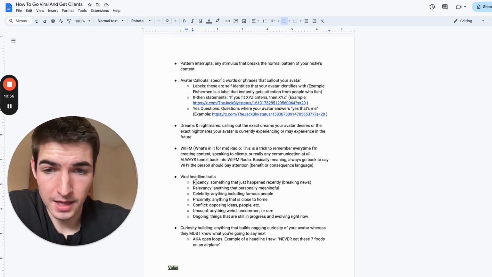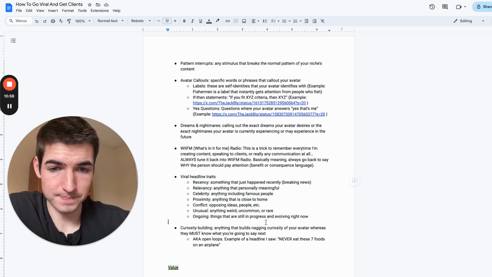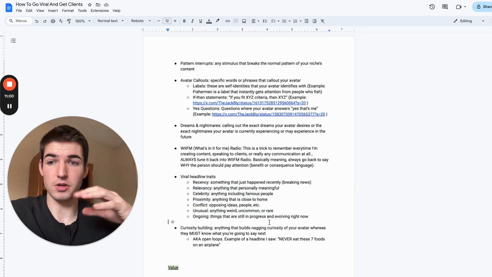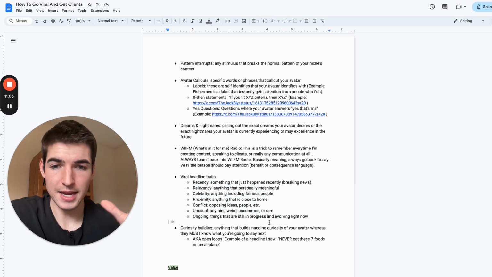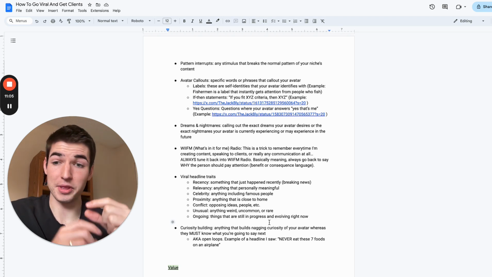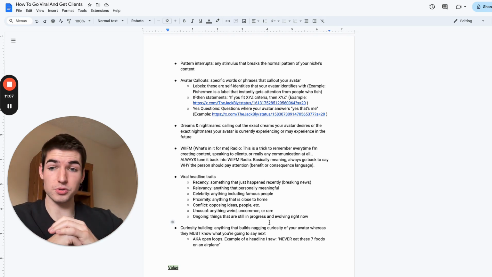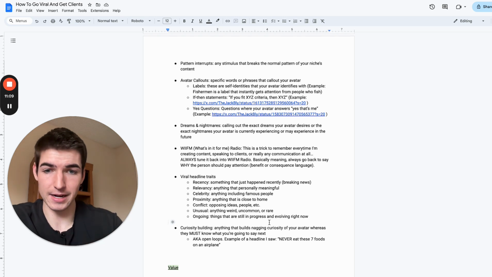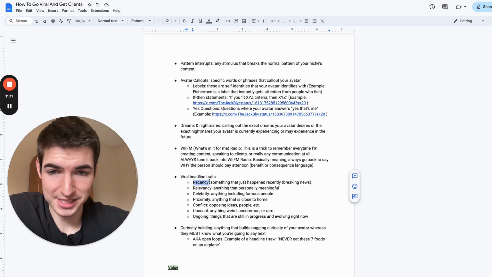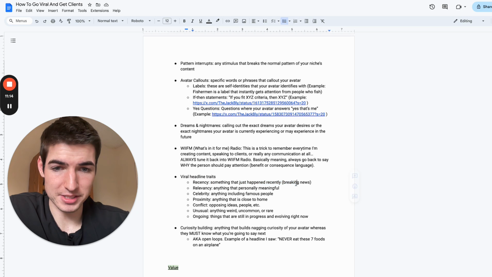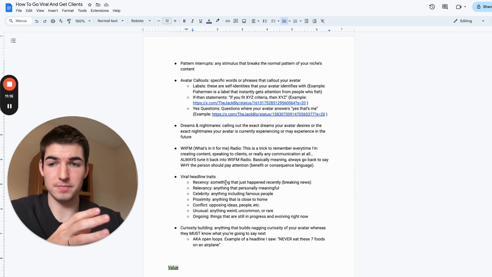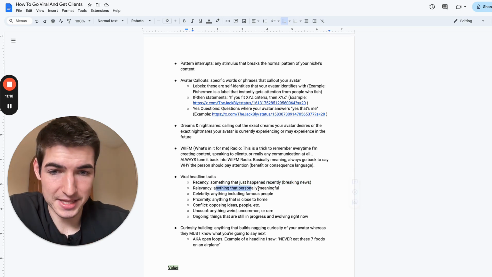Fantastic book. So we have here, these are basically traits from a meta-analysis of a bunch of news articles and news stories. And they realized, okay, there's these 7 things that are the most common traits of news articles that are very viral, that get a lot of attention, basically. First one is recency. So something that just happened recently is breaking news. All right, we have relevancy, anything that's personally meaningful.